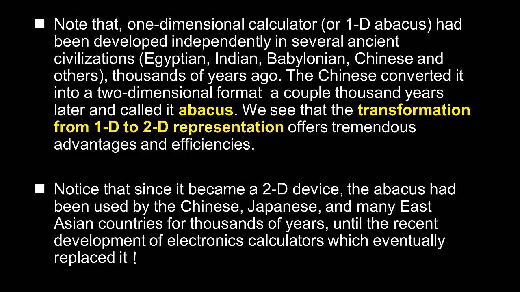Note that one-dimensional calculator or the 1D abacus have been developed independently in several ancient civilizations including Egypt, Indian, Babylonian, Chinese, and others thousands of years ago. The Chinese converted it into a two-dimensional format a couple thousand years later and called it abacus. We see that the transformation from 1D to 2D representation offers tremendous advantages and efficiencies. Since it became a 2D device, the abacus had been used by the Chinese, Japanese, and many East Asian countries for thousands of years until the recent development of electronic calculators, which eventually replaced it.